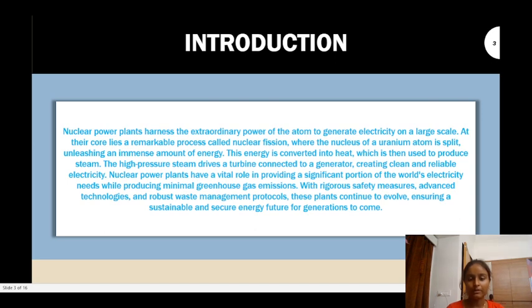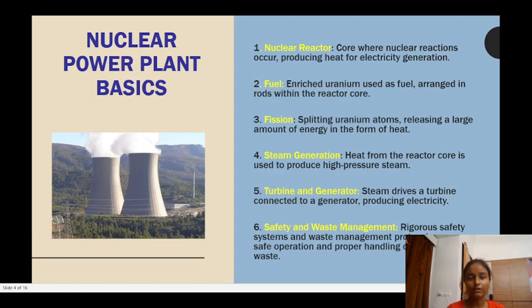Nuclear power plants have a vital role in providing a significant portion of the world's electricity needs while producing minimal greenhouse gas emissions. With rigorous safety measures, advanced technologies, and robust waste management protocols, these plants continue to evolve, ensuring a sustainable and secure future for the generations to come. So, this was about the introduction to nuclear power plant. Next, we have the basics.